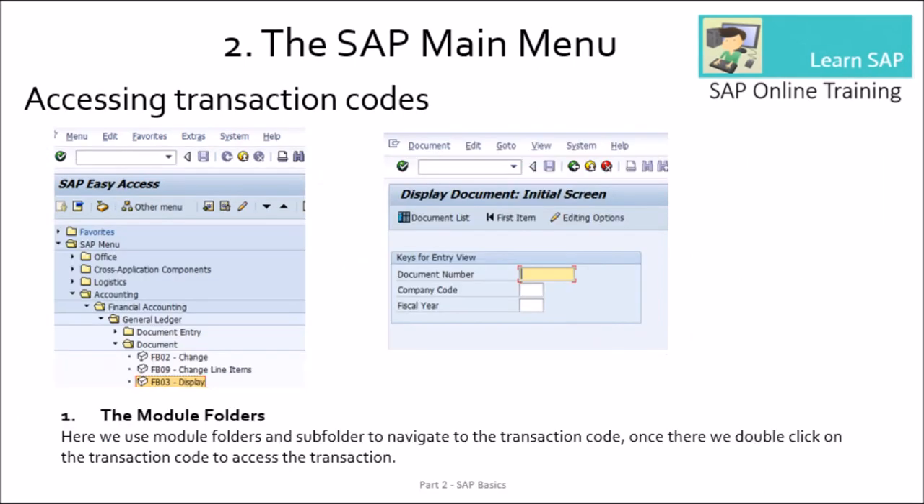Accessing transaction codes using the module folders. Here we use the module folders and subfolders to navigate to the transaction code. And once we are there, we double-click on the transaction code to access the transaction.